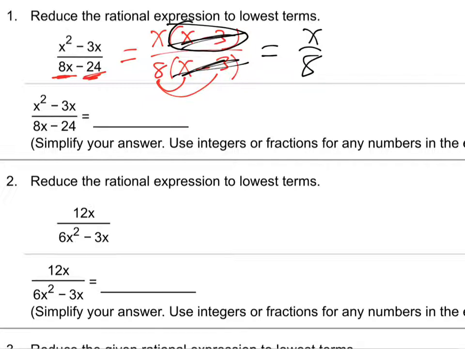And now the top just stays 12x. What about the bottom? What goes into both of those? 3x, right? And now put inside whatever they have in common. 3x times what goes back to 6x squared? 2x. Does that make sense? 3x times 2x is 6x squared.